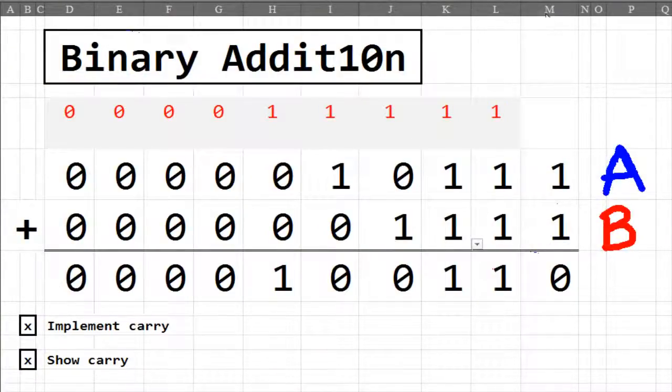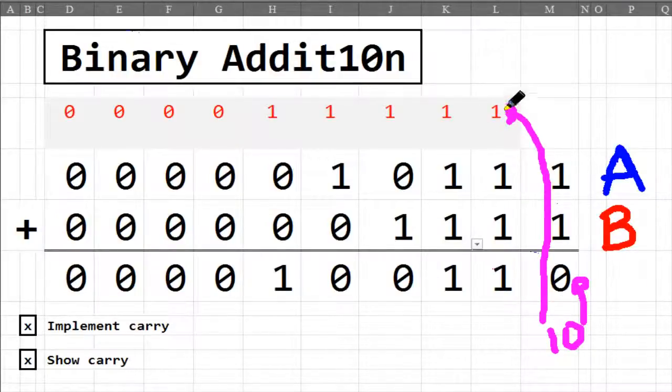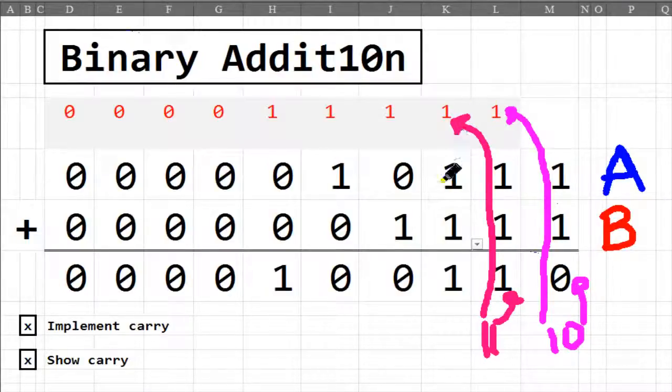Now we're going to go to the first column, M. 1 and 1 is 2. We get 2. 0 here. 1 carries over. 1 and 1 is 2. 2 plus 1 equals 3. So you have 1, 1. 1 here. And the other one carries over. 1 and 1 is 2. 2 plus 1 is 3. 1 here. And this one carries over.